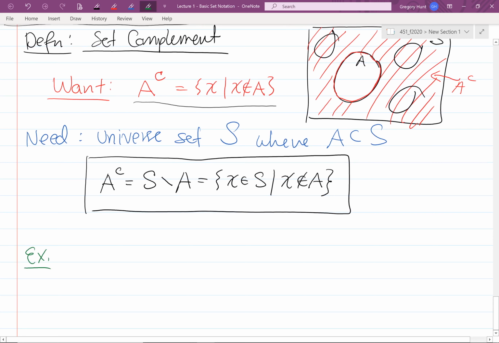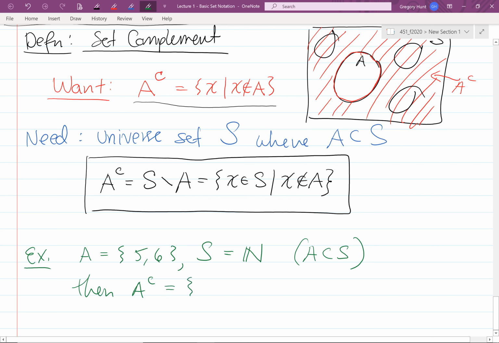For example, let's say A is the set 5 and 6. The universe of sets is going to be the natural numbers, so A is definitely a subset of the universe. A lives in that universal set S, so note here that A is a subset of S. Then the complement of A with respect to S, which is probably the more proper way to say it, is everything in S that's not in A. So 1, 2, 3, 4, not 5 and 6, 7, 8, etc.